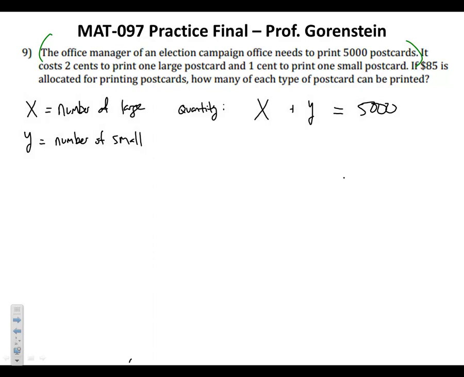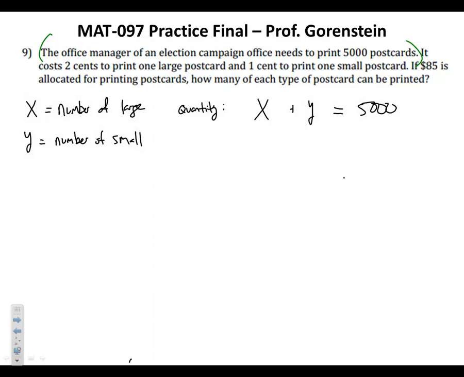So how could we express the cost for the large postcards? Well, they're 2 cents a piece. So if they're 2 cents a piece, what would it cost to print 10 of them? Well, that would be 20 cents. So 2 cents times 10, 20. So 2 cents per postcard. So the cost for the large postcards will be 2 cents times the number of large postcards.